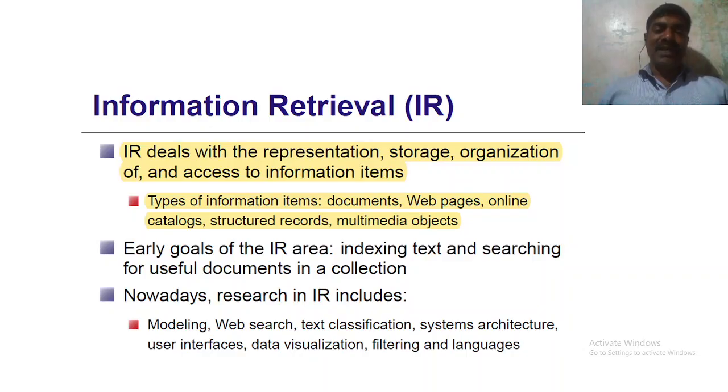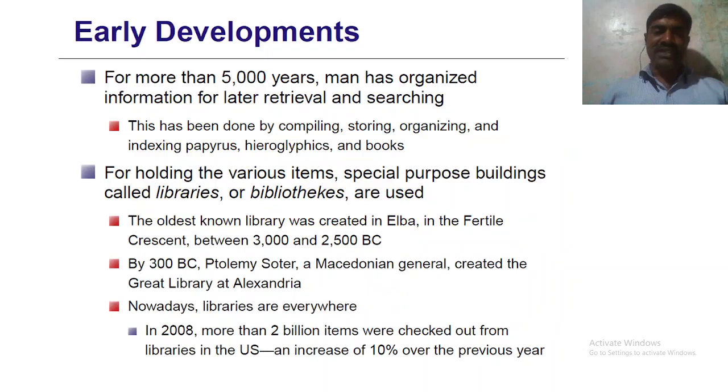Types of information items: documents, web pages, online catalogs, structured records, multimedia objects. Early goals of the IR area: indexing text and searching for useful documents in a collection. Nowadays, research in IR includes modeling, searching, text classification, systems architecture, user interfaces, data visualization, filtering, and languages.